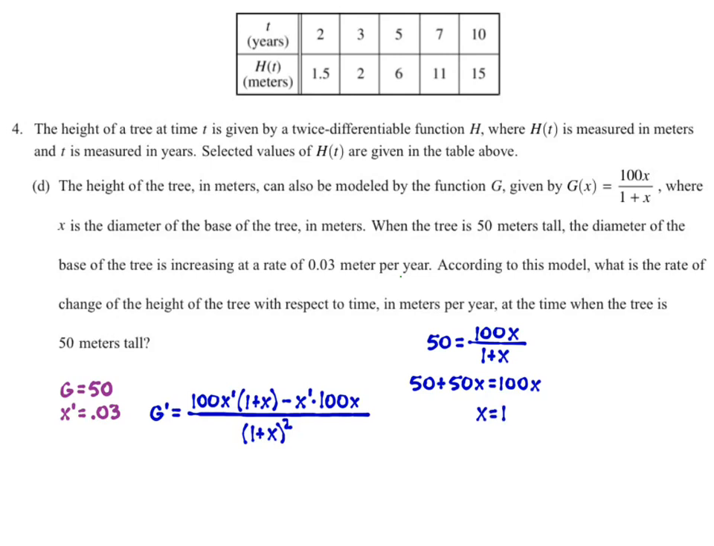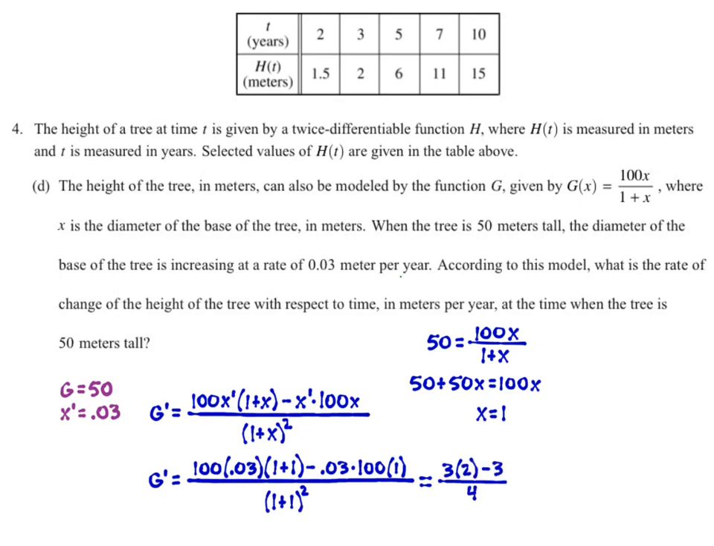So with that said, we can plug all those values into our g prime equation and simplify this down to 3 times 2 minus 3 over 4, which is going to be 3 over 4 ultimately. And the units on this, we already know, are going to be meters per year, but understanding why: g is meters, and we're looking for the rate of the height with respect to time.